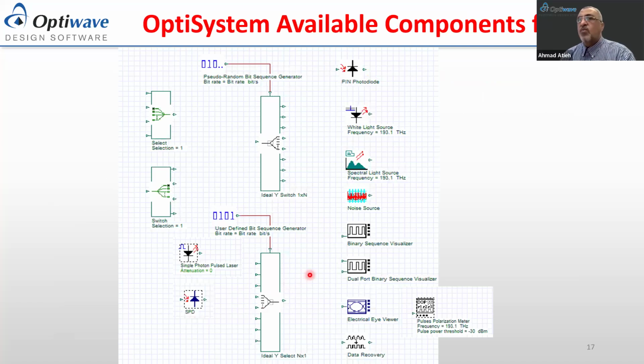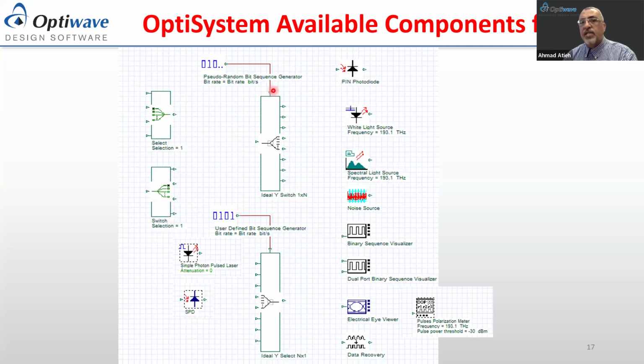In OptiSystem, we offer many components and visualizers to allow users to work with quantum key distribution, and this includes select and switch devices. These devices basically have built-in capability to allow the user to randomly select any of these ports into the output port, or transmit what is coming into the input port for the switch into one of these ports.